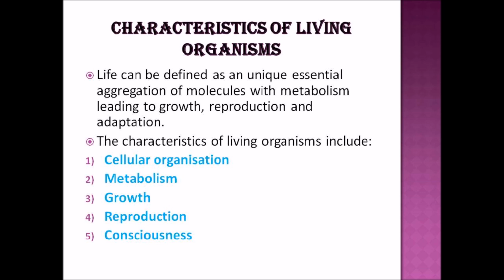The next character is metabolism, which we have already discussed. It is the sum total of all the processes occurring in the body of living organisms. The third character is growth. Growth basically implies an increase in size, an increase in number. The fourth character is reproduction. That is the production of offsprings by grown-up individuals of the same kind. And reproduction is obviously necessary for the perpetuation or continuity of a species.